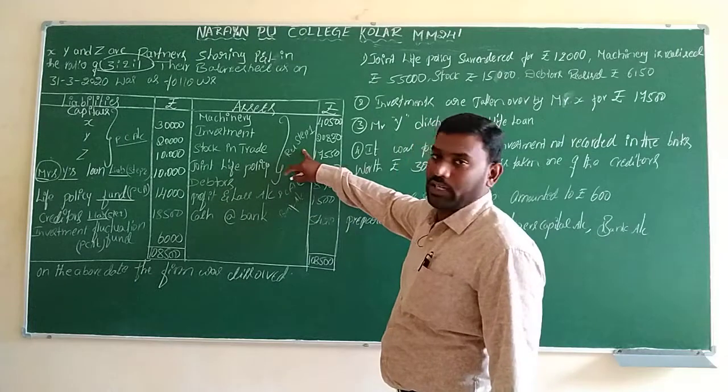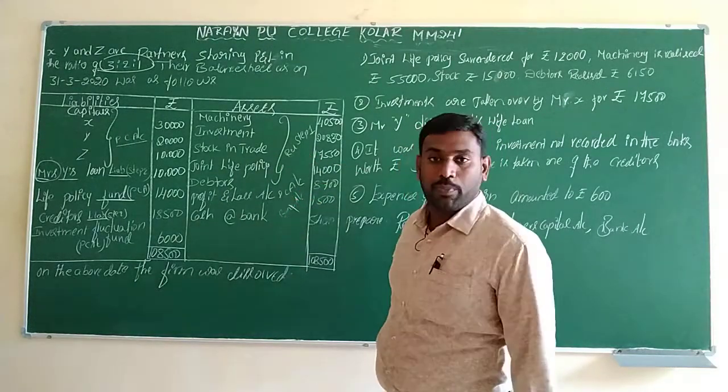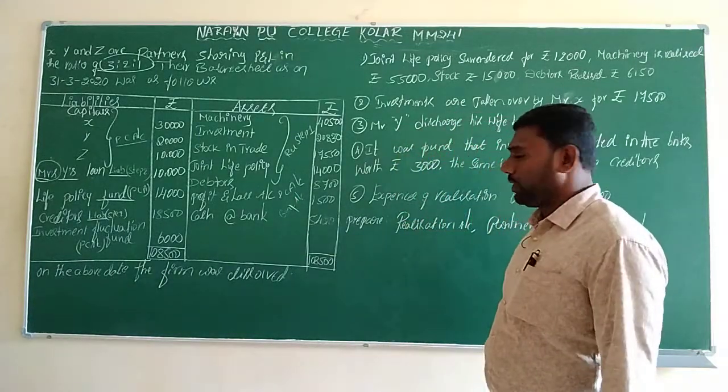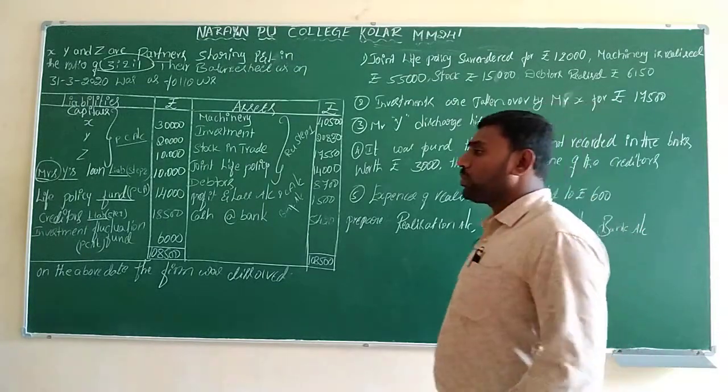So in step number 1 will come a few assets, and the realization profit and loss account will come to the partners' capital account, and the bank account will come to the bank transactions only. So these are the accounts we have to get. Next, come to the adjustment.